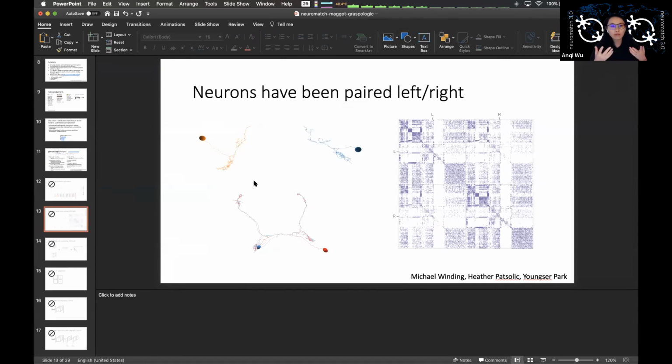Does it only rely on the functional activity, or is it more like the connectome? How do you evaluate these affinities?